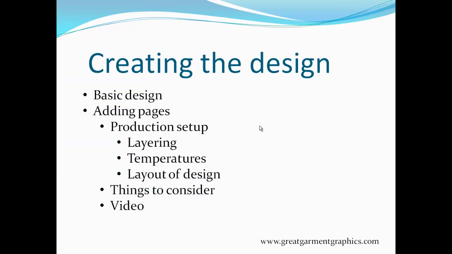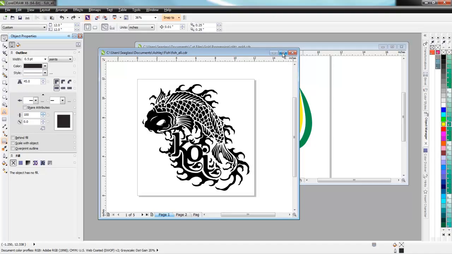So when we create the design, we're going to take a look at this in Corel. You'll have a basic design, and I'm going to show you how to add pages, how to get it set up for production and separating out all the different colors. We'll talk about layering and temperatures and the layout of the design and things to consider with that, and I've got a little video to show you also. So let's jump over to Corel, and in Corel we'll bring up here, we've got our koi fish.